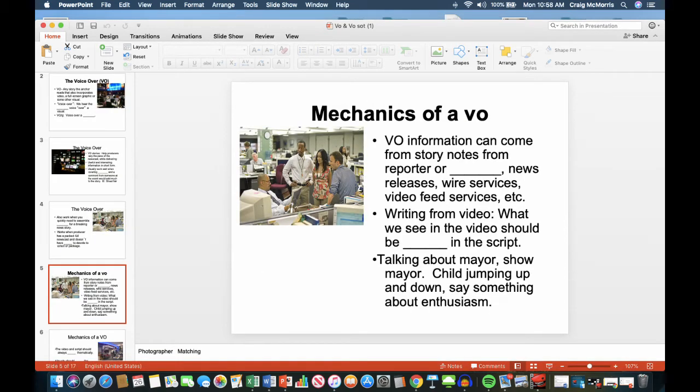The VO information can come from story notes from a reporter or photographer, news releases, wire services, video feed services, etc. Writing from video: what we see in the video should be seen in the script. It should be matching in the script. Talking about the mayor, show the mayor. A child jumping up and down, say something about enthusiasm.